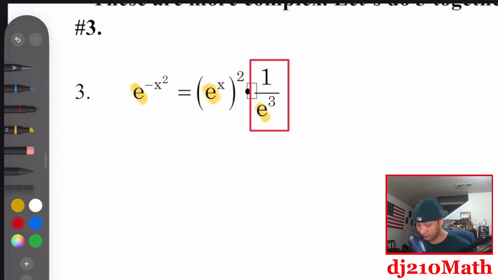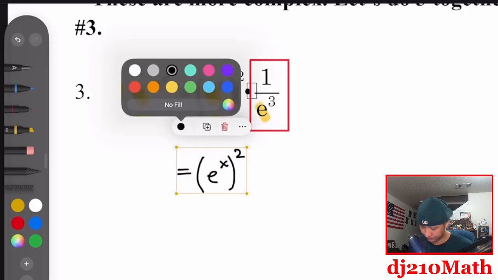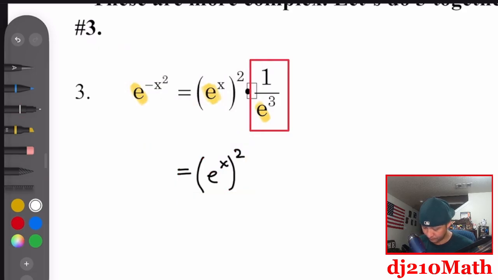I can change any fraction into a whole number by making the exponent negative. So let me rewrite everything we have so far. I just rewrote the part that I'm not looking at. In red, we have e to the negative 3. All we did to make the fraction not a fraction is change the exponent to a negative.